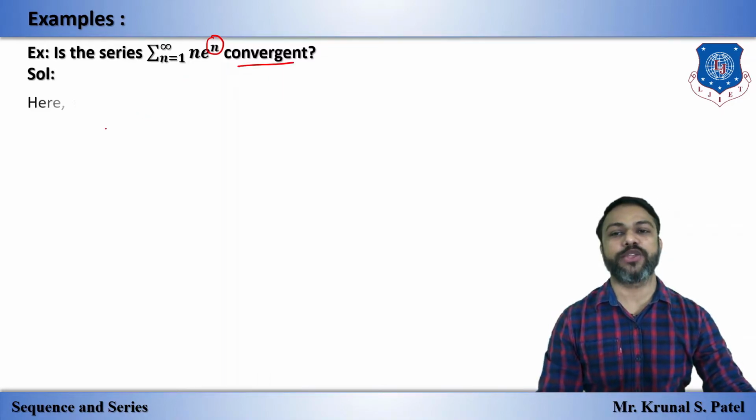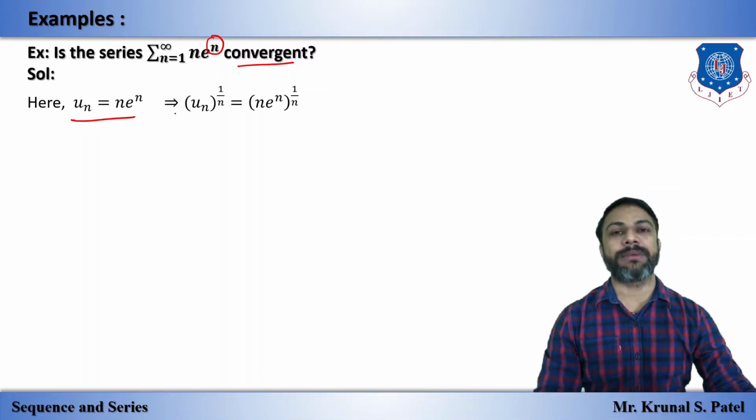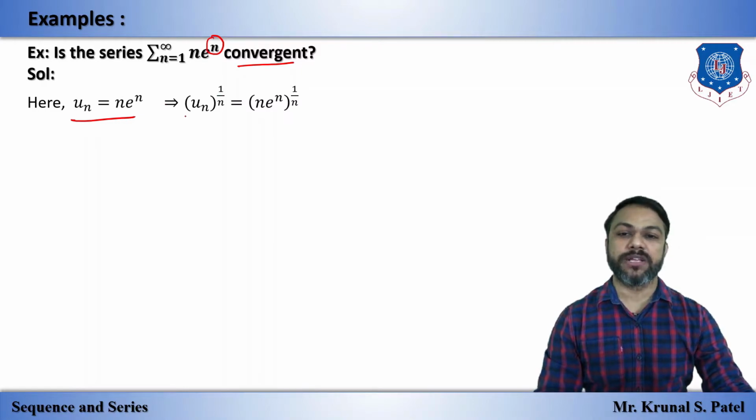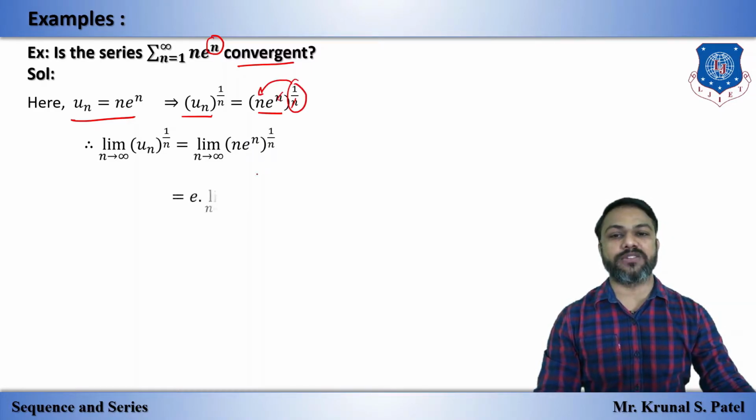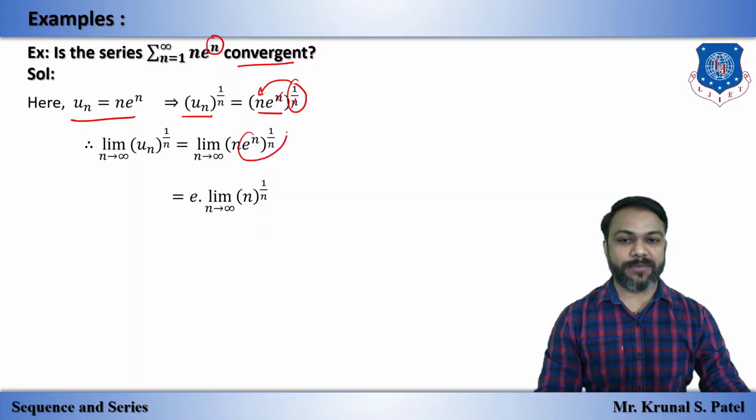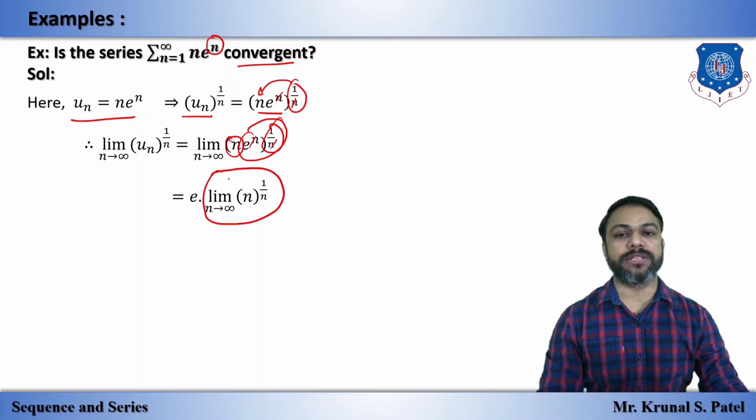So let's start with the un. This is un, by taking nth root on both sides. So un raised to 1 by n, this raised to 1 by n. So we have this n cancel out, and this 1 by n goes to this power n. So we have e outside, because of this n cancel out, and n raised to 1 by n is as it is. Now we know this will give us 1.